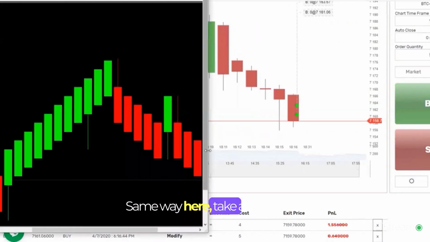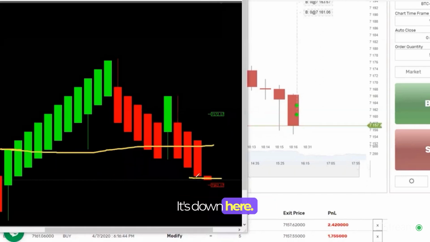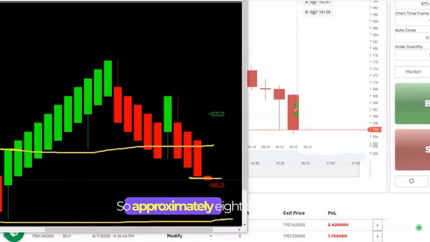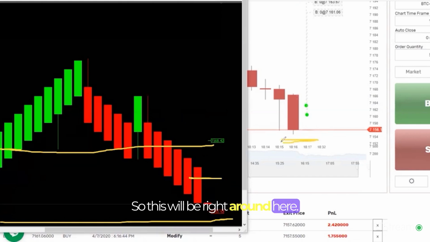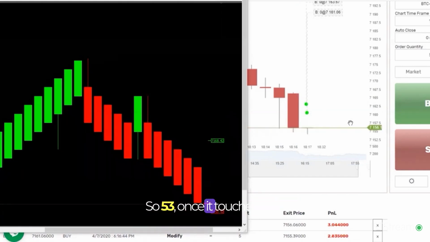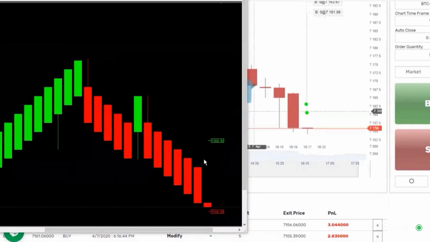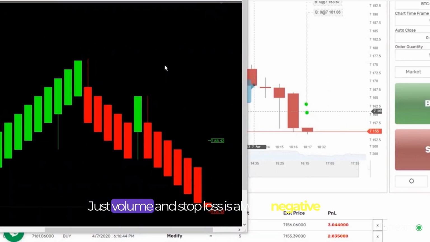Same way here, take a look at this. Here's our entry price. Let me draw this again. Here's our entry price. It's down here. This is the stop loss. So approximately 8 points down. So this will be right around here. So once it goes right around here, we're out of that trade. So 53, once it touches 53. Or from 61, it'll go up to 81.